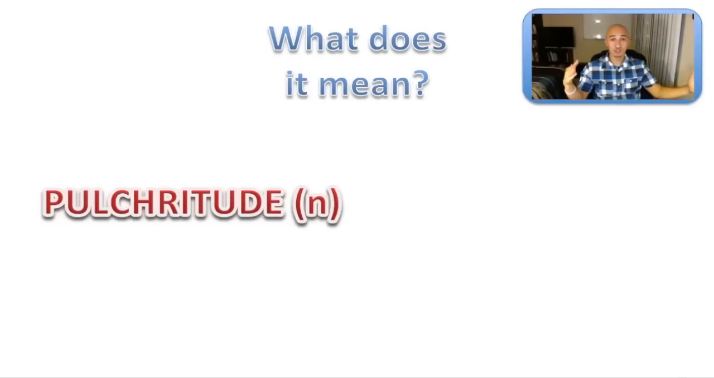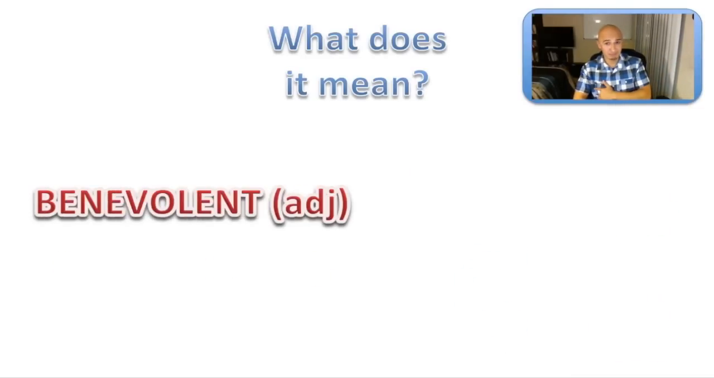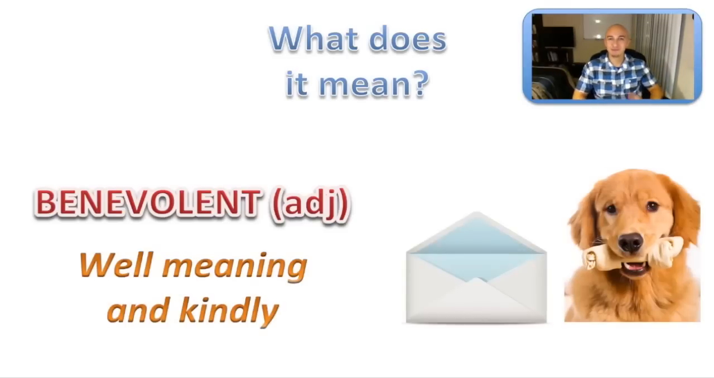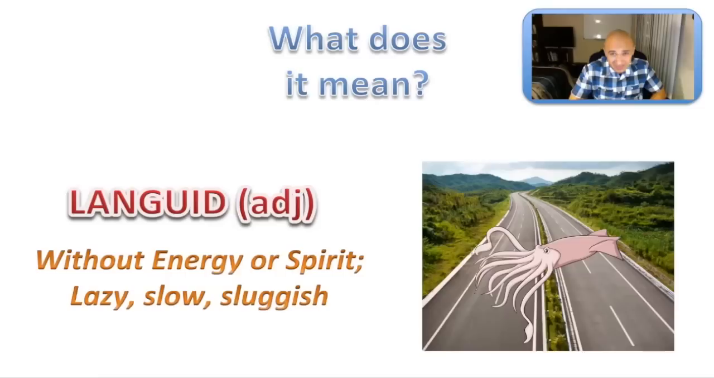There we go. So pulchritude, what does that mean? You just did that one. You know it. That's right, immense beauty. Benevolent, what does that mean? That was the first one. Think of the images that we created. Bone envelope. That's right, remember? Kind dog, so well-meaning and kindly. Last one, languid, what does it mean? Think of the images. That's right, I'm sure you got it right. Without energy or spirit, lazy, slow, sluggish, just a lazy squid laying there, right? Languid: lane, squid.